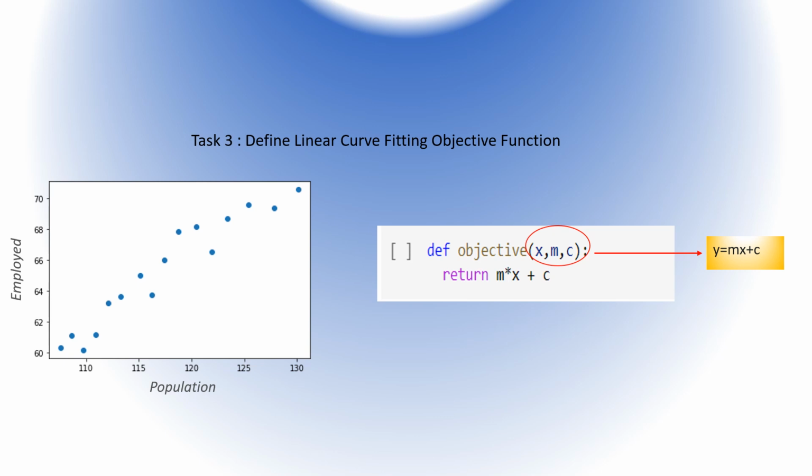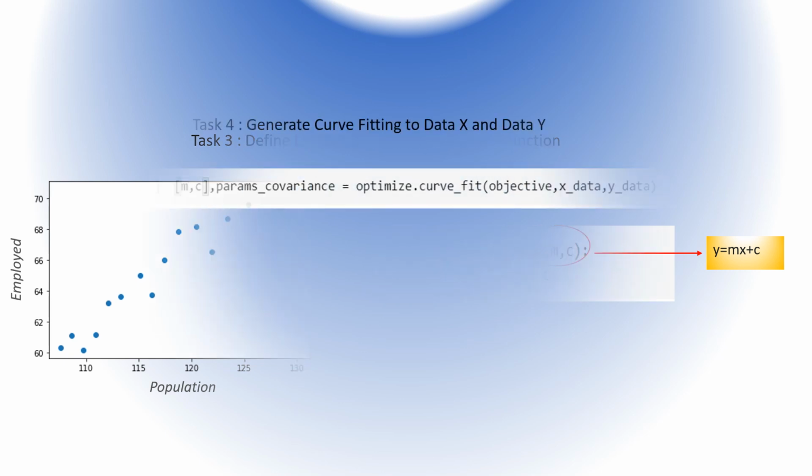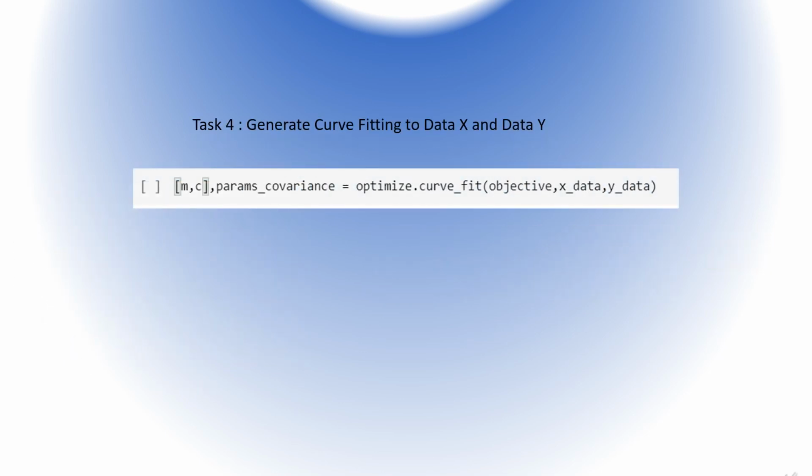First, we will try fitting a straight line to this data. Here, you have a model function f, which is defined as objective. The equation is as simple as y equals mx plus c. Here we use SciPy's curve_fit function to get the optimal values of m and c.